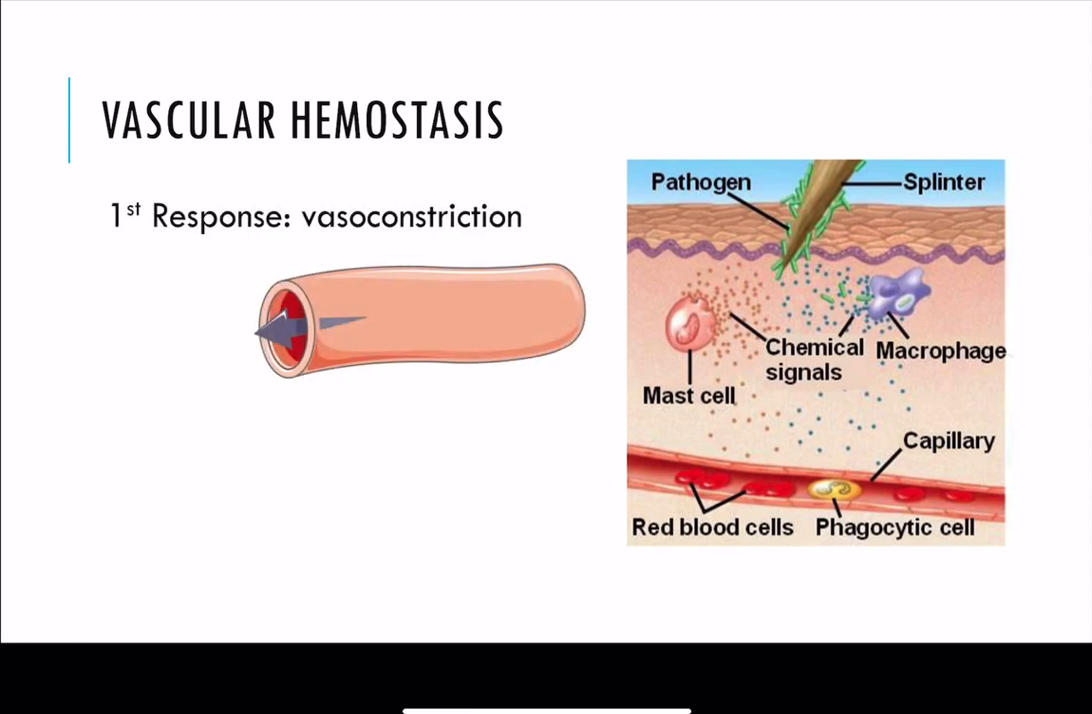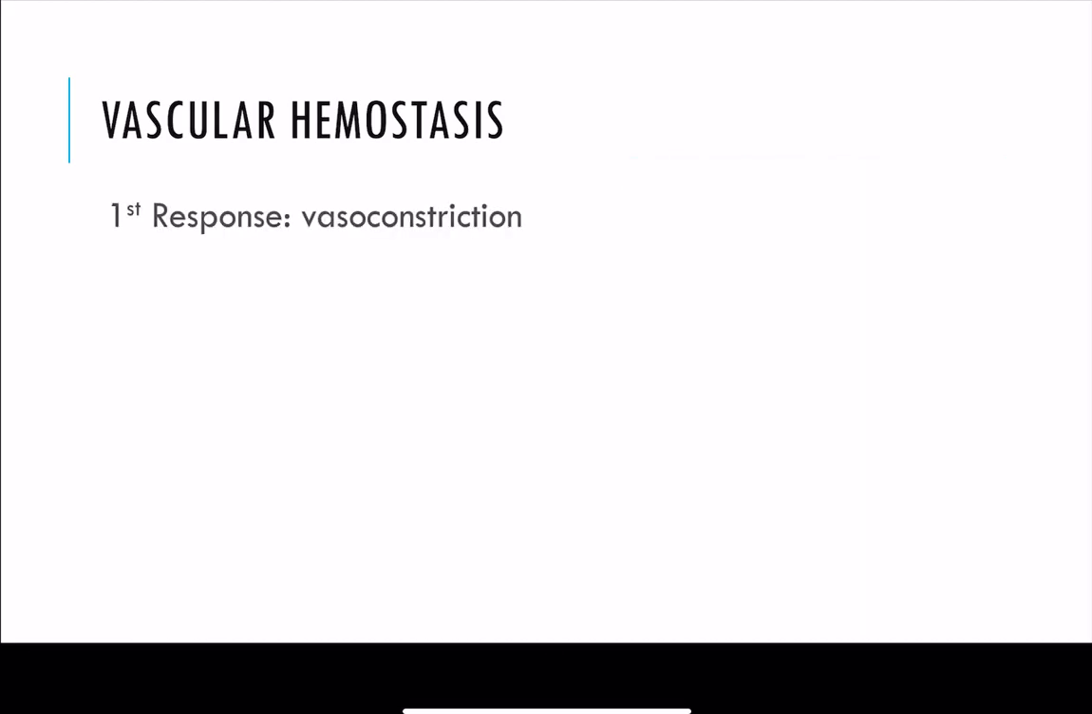So when an injury happens, the first response is vasoconstriction. That is from local production of norepinephrine, and a hormone called endothelin gets immediately released, and the blood vessel shrinks. That would help prevent a bleed in that moment. The second response to injury is blood clotting.